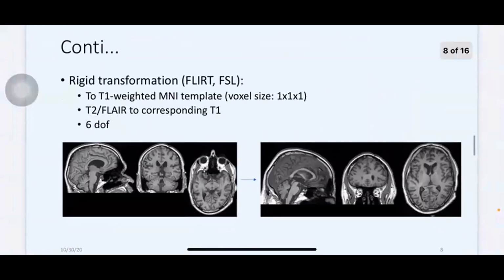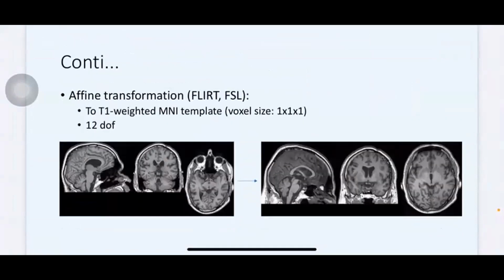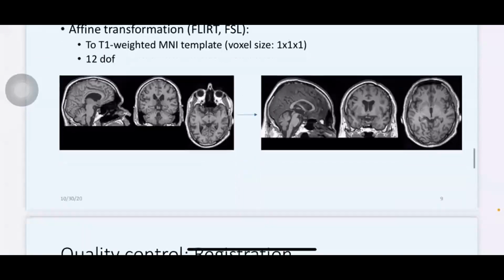And then once it is bias corrected, then the subject space images have to be registered to the template. So there are two kinds of registrations here. One is the rigid registration, and the second one is the affine registration. So the second step, T2 to corresponding T1, we can ignore for now. So this is the affine registration, where it involves 12 degrees of freedom. So that means scaling, translation, shear, and rotation.